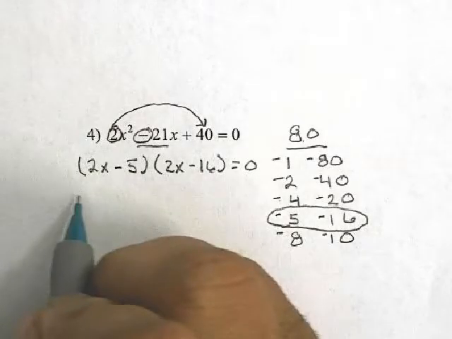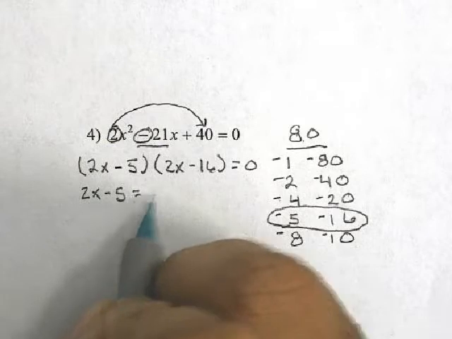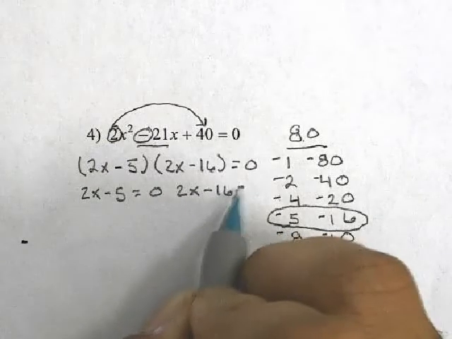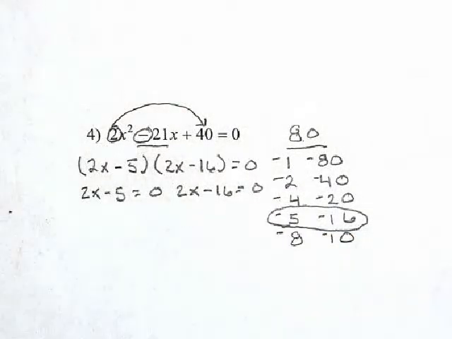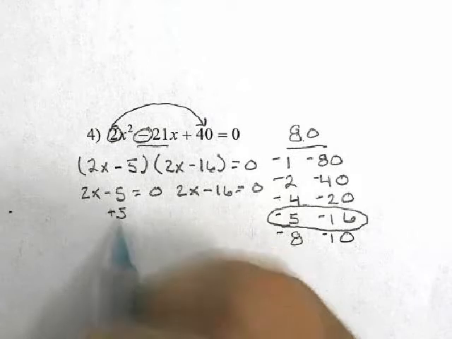Set both factors equal to 0. 2x minus 5 is equal to 0. 2x minus 16 is equal to 0. So we're going to add 5 to both sides.